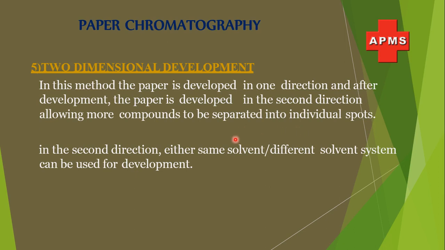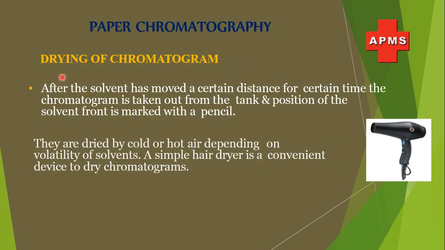So to separate those compounds we turn the filter paper by 90 degrees and put it in another type of solvent mixture which is good for those mixed spots. In this second direction, either the same solvent or a different solvent system could be used for development. Generally, a different solvent system will be used.